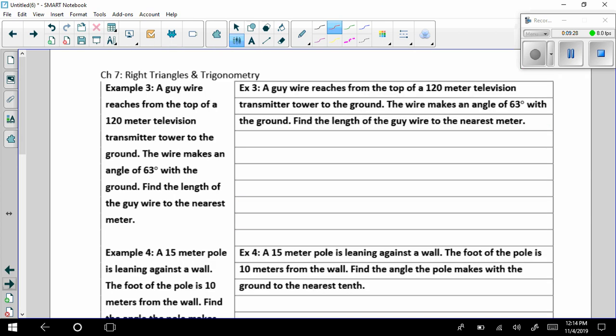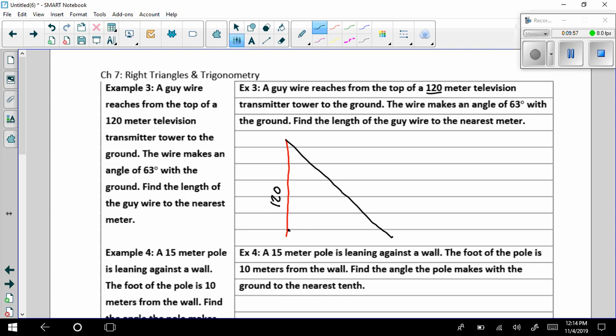All right, a guy wire reaches... A guy wire is like the big wires you see from telephone poles down to the ground. A guy wire reaches from the top of a 120-meter television transmitter tower to the ground. So if this were our tower, imagine it's straight. Your guy wire goes from the top to the ground. Right? We know that the tower is 120.